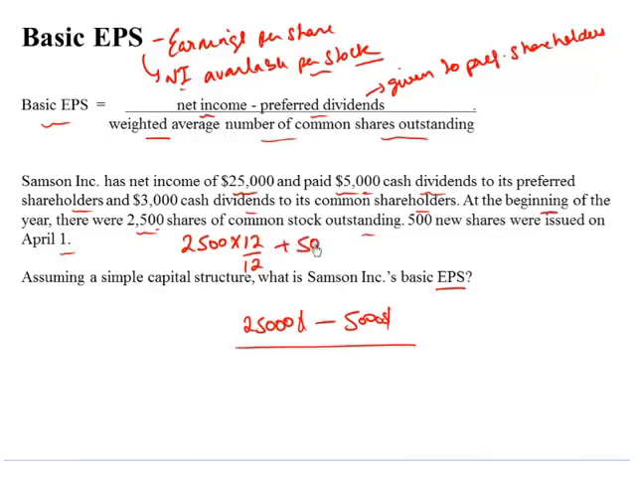500 shares more were issued. So at the moment there are 3,000 shares outstanding, but for this year's EPS, these 500 shares were not outstanding for the entire 12 months. They were issued on April 1. So they were outstanding for April, May, June, July, August, September, October, November, December. So the year begins and ends on December 31st. So they were outstanding for 9 out of the 12 months. So the weight applied to these 500 shares would be 9 by 12.